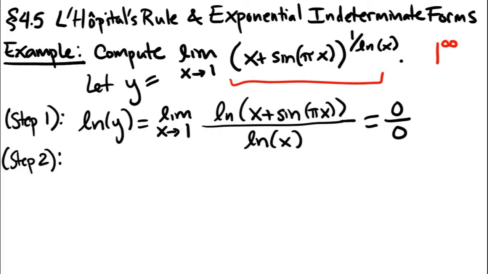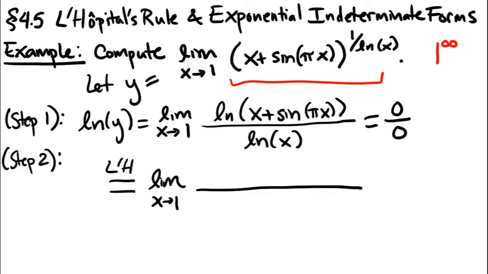A lot of times in step 2, you're going to have to do some kind of manipulation, but here, we're already ready to do it. When you use L'Hopital's rule, as I said before, it's a good idea to make note of it. Pause the video for a moment and think about what you would get from applying L'Hopital's rule here. Are you ready? On the bottom, we're just taking the derivative of ln x, so we get 1 over x. But on the top, we have a composition, so we have to use the chain rule. We get 1 over whatever's inside, but we also have to multiply by the derivative of the inside. So we get 1 plus the derivative of sine pi x. That's pi cosine pi x by another application of the chain rule.